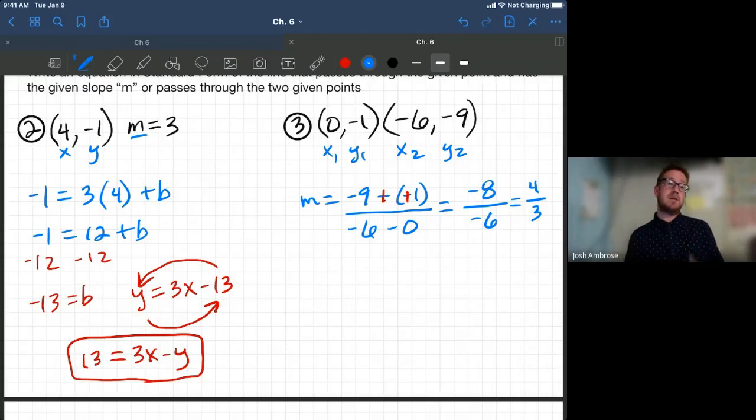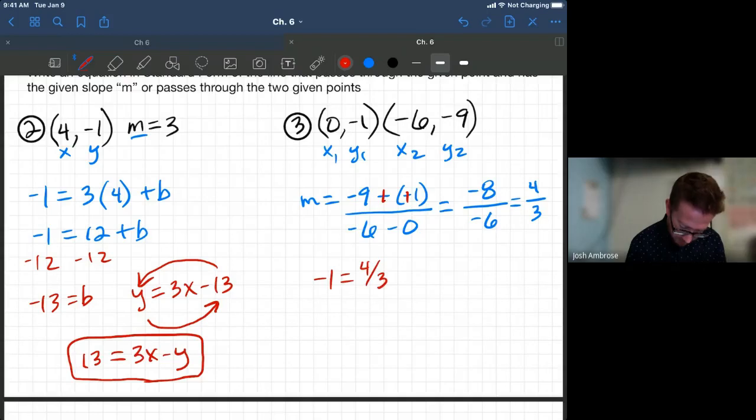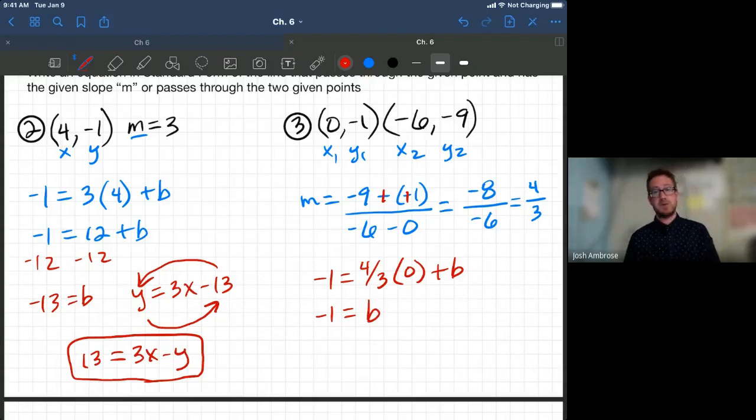And then what I'm going to do is just use the first point. All right, so be consistent. Use the first point. That's 0 and negative 1. Plug that in for x and y. Plug in 4/3 for m, and let's solve for b. So we have negative 1 equals 4/3 times 0 plus b. So negative 1 equals, 4/3 times 0 is 0. So that is just negative 1 equals b.